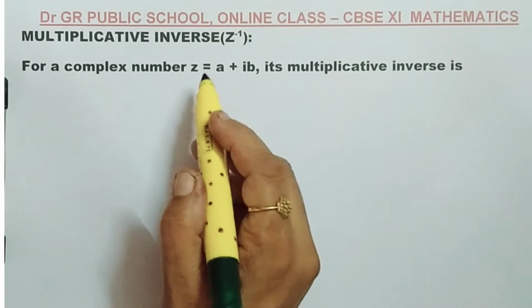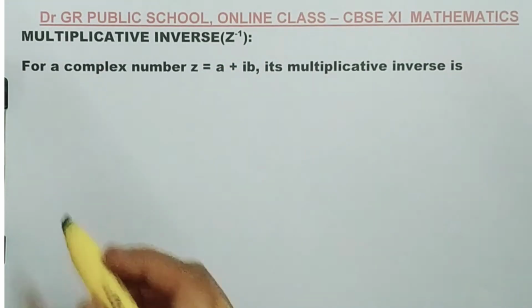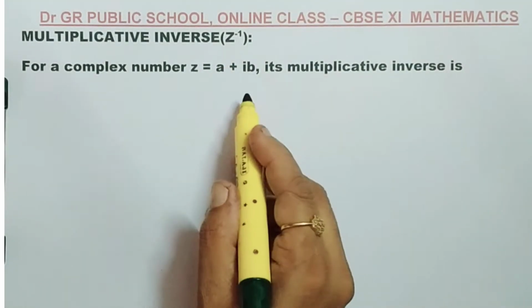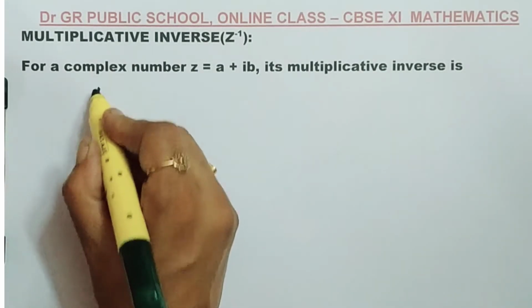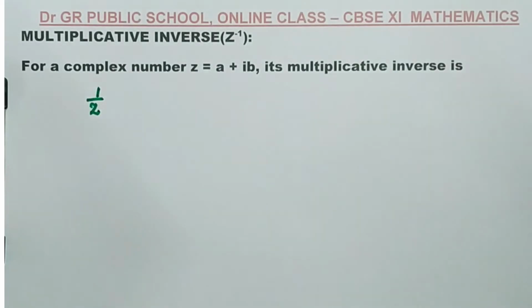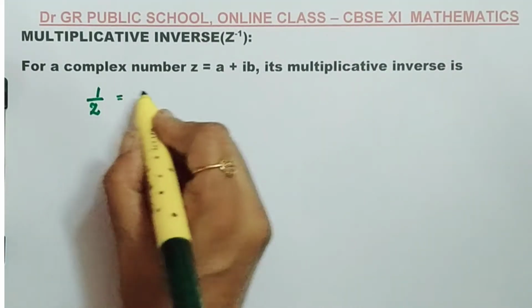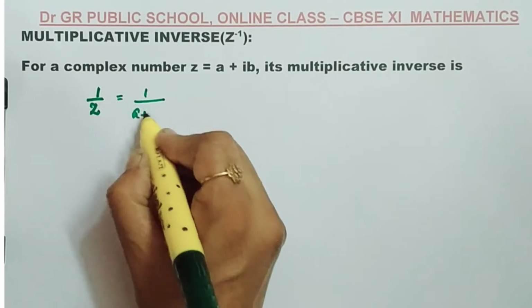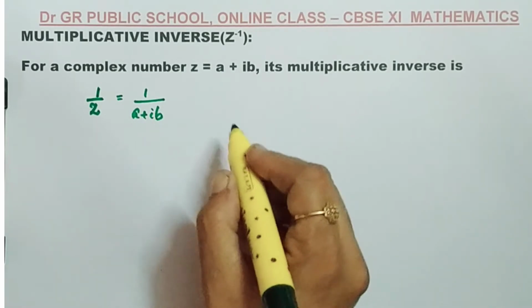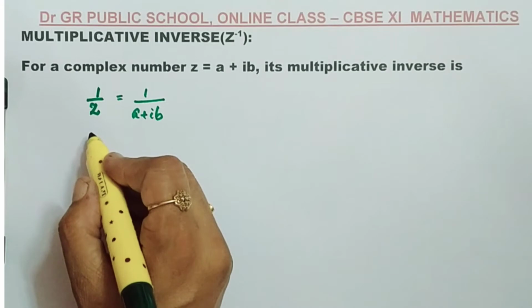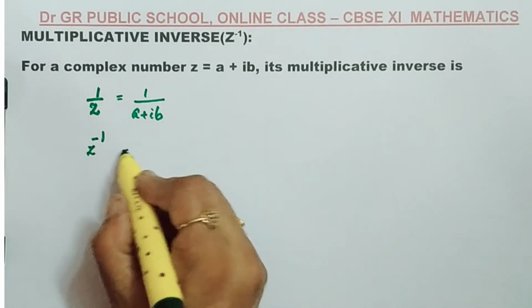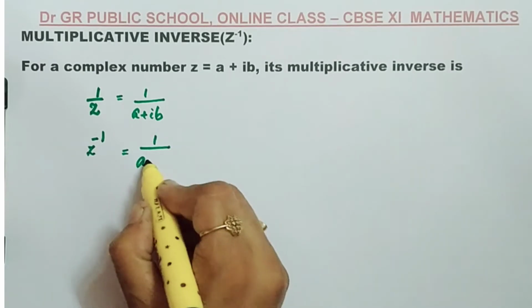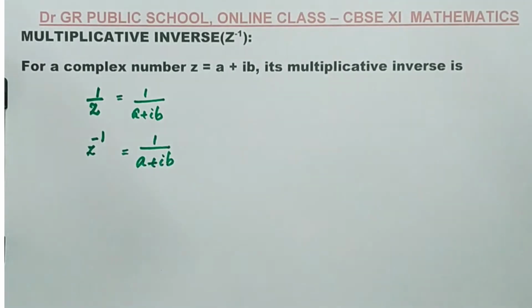Multiplicative inverse is denoted by Z inverse. For a complex number Z equals A plus iB, its multiplicative inverse, as you already studied, can be written as 1 by Z. 1 by Z equals 1 by A plus iB. But 1 by Z can also be represented as Z inverse. So Z inverse equals 1 by A plus iB. You know how to find 1 by A plus iB.